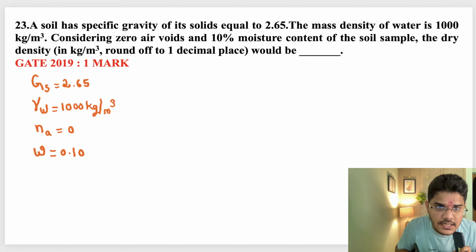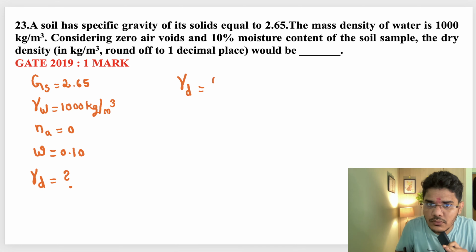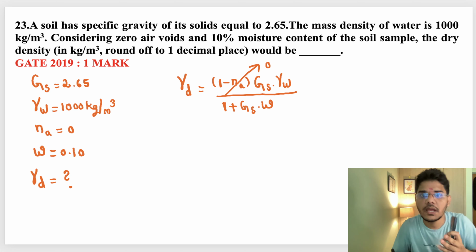So dry density has asked, so gamma d he has asked. So in terms of density I will write, or unit weight also it is okay. So we know the relation gamma d is equal to (1 minus na) G gamma w by 1 plus G into w. So this actually considering 0 air voids, that means na is equal to 0. There is no air voids.